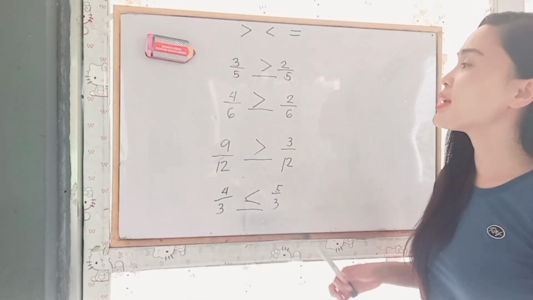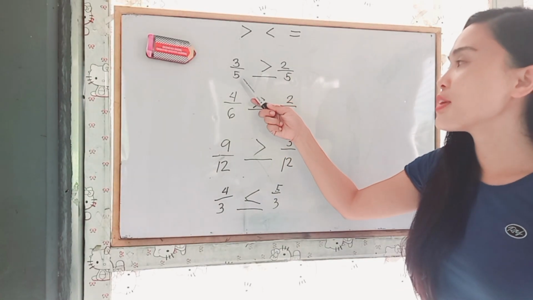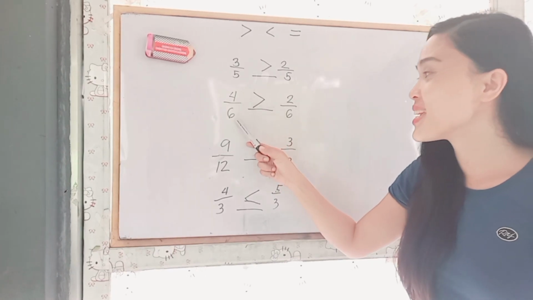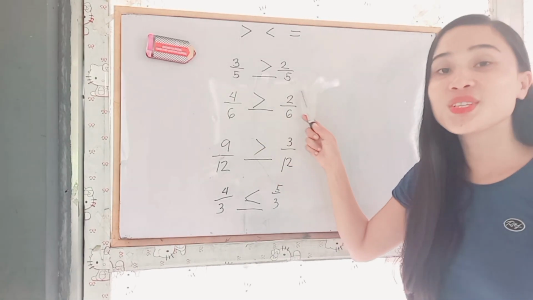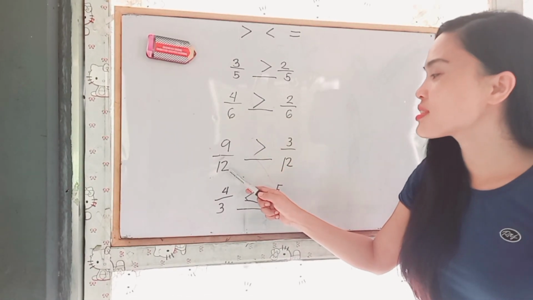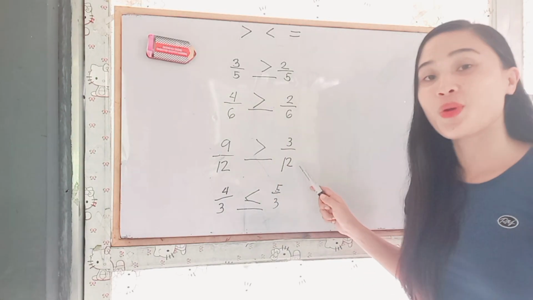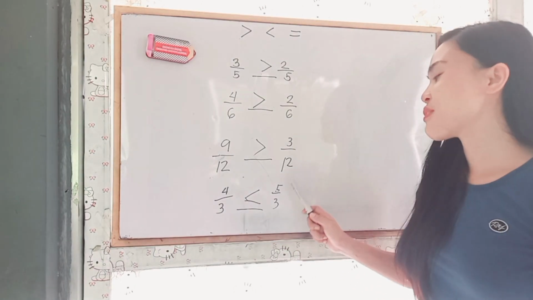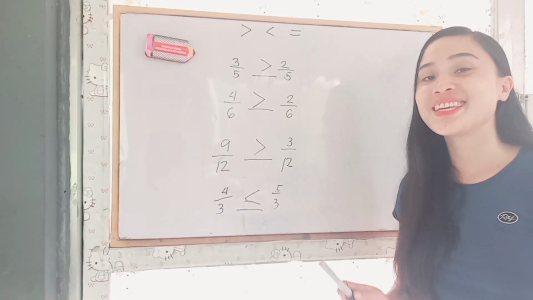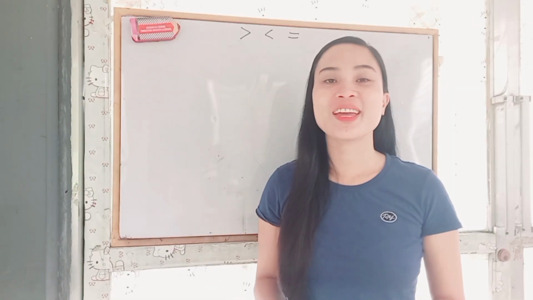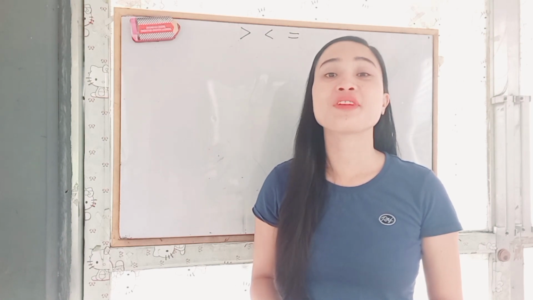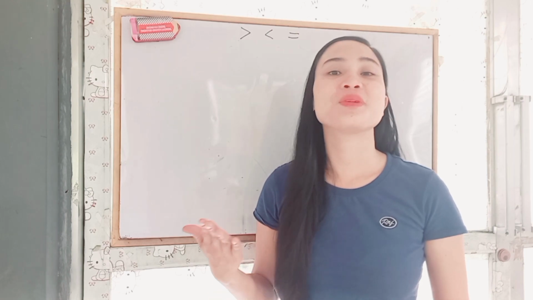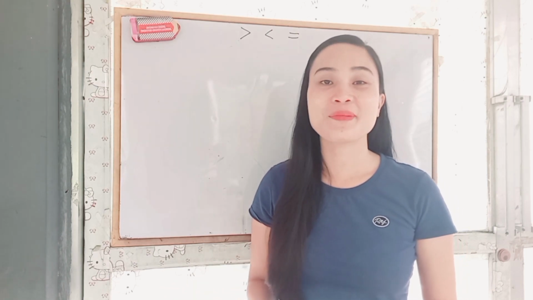Okay, so when you read this: 3/5 is greater than 2/5. 4/6 is greater than 2/6. 9/12 is greater than 3/12. And 4/3 is less than 5/3. As easy as that. So this time, we will proceed to comparing fractions that have different numerators and different denominators.